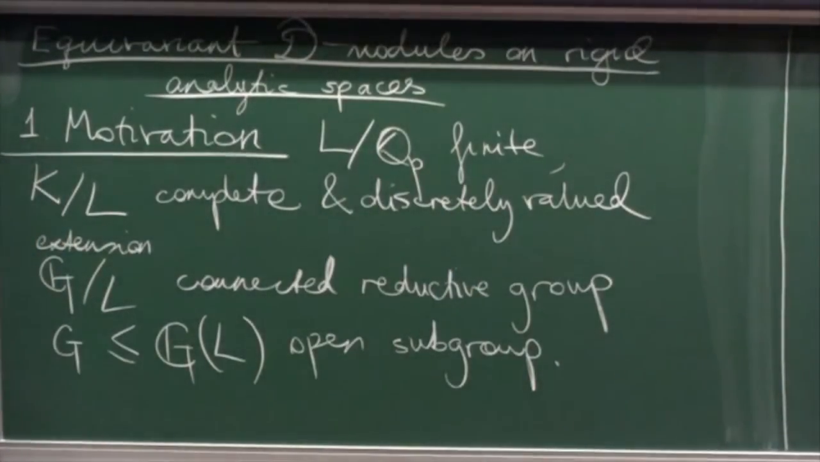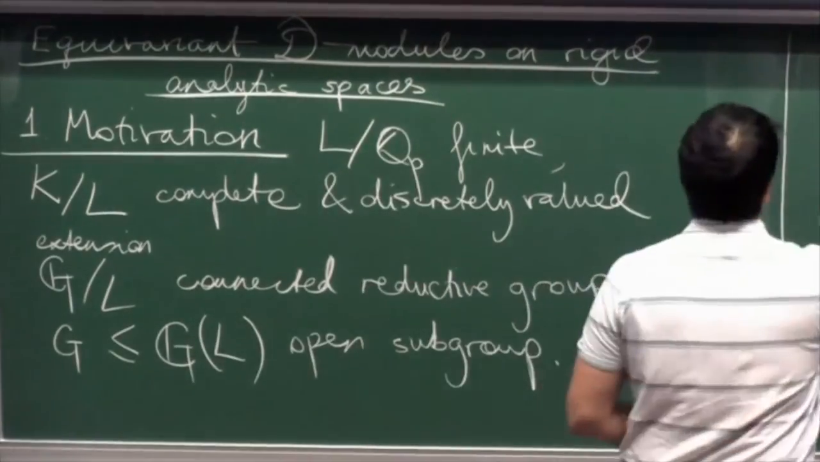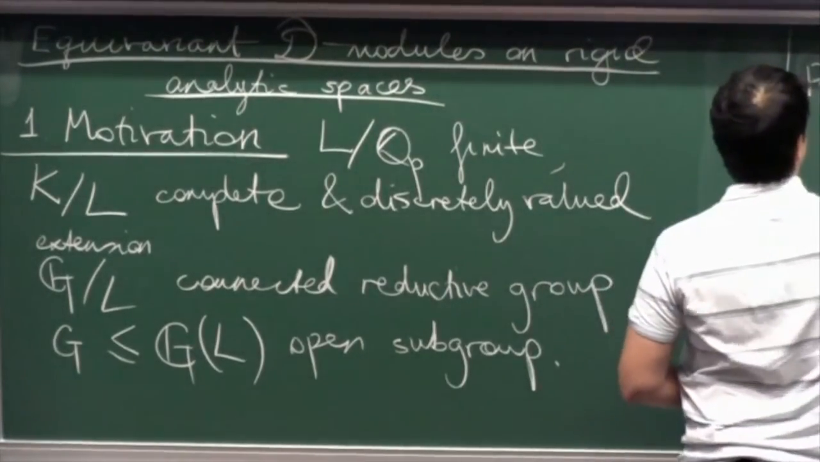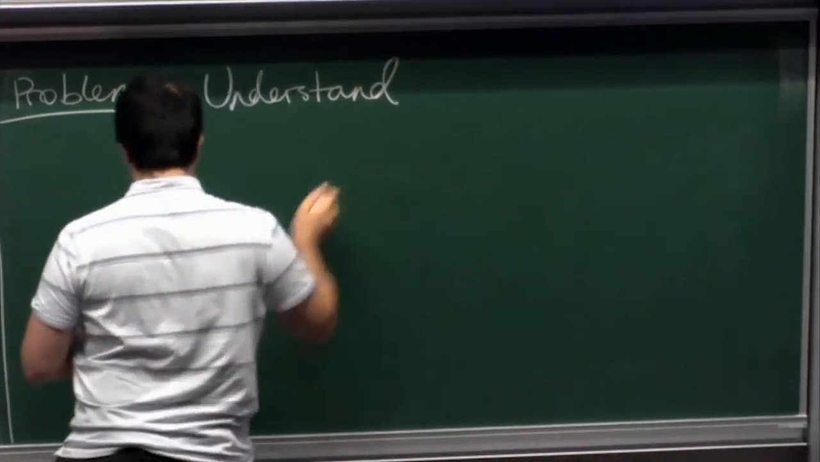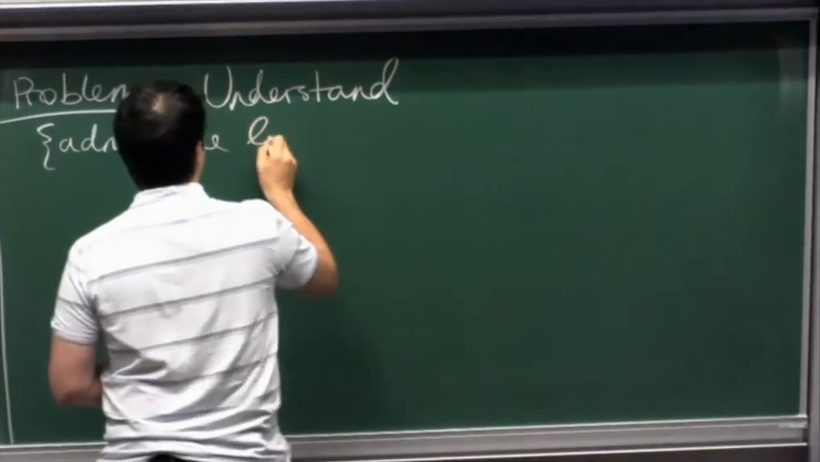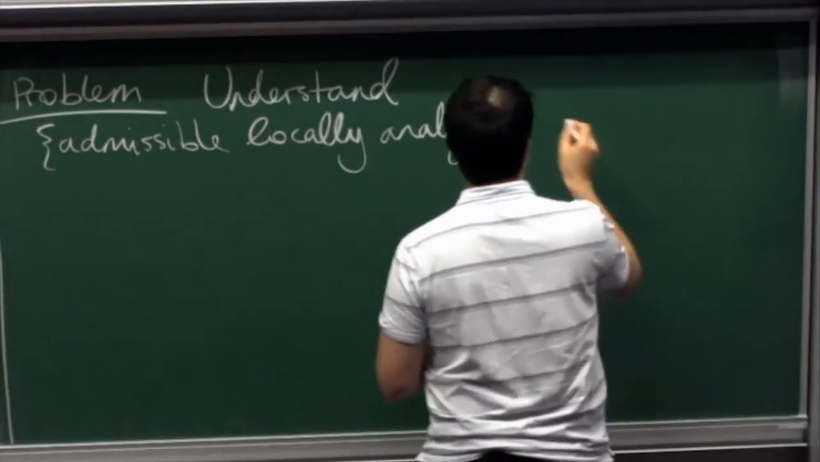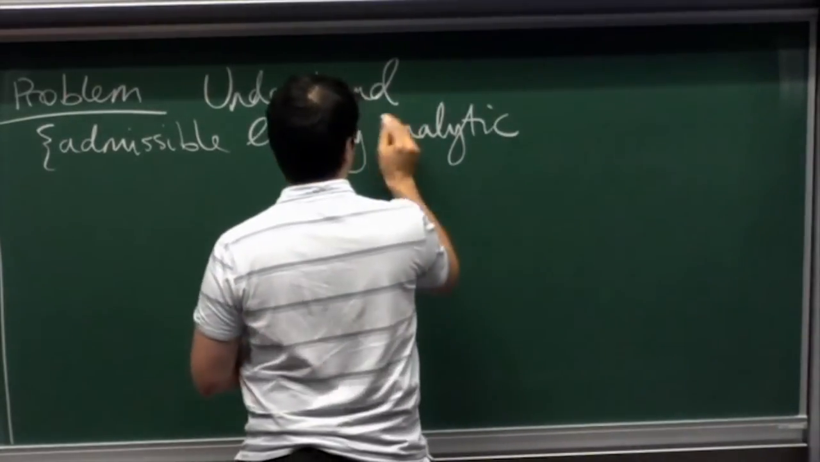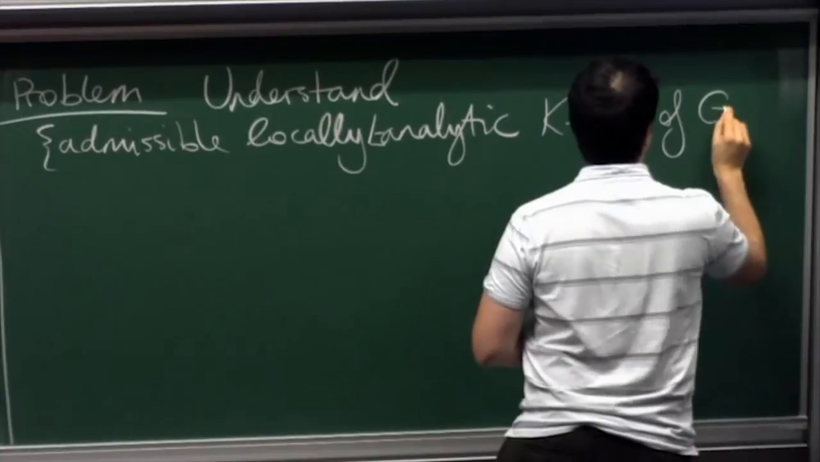For most of my life, in fact, all of my life, I have worked with compact p-adic groups, but I am now understanding that the theory should extend quite naturally to the general case, but in my mind, usually G will be compact. So the problem is to understand the following category of representations: admissible, locally analytic, locally L-analytic K-representations of G.